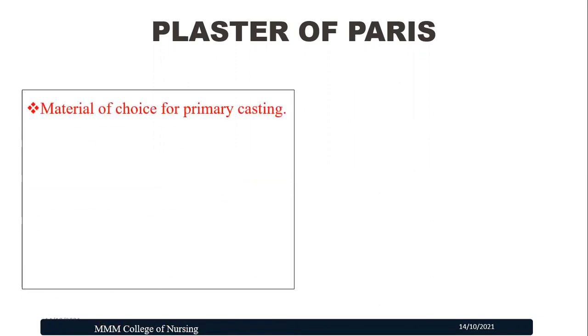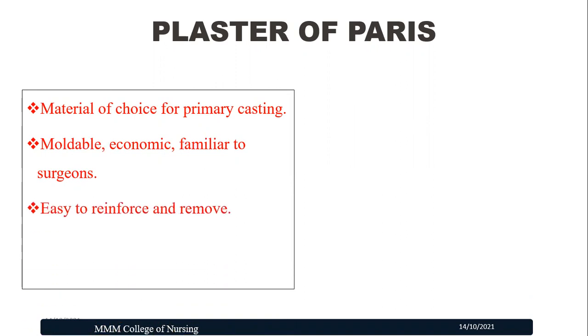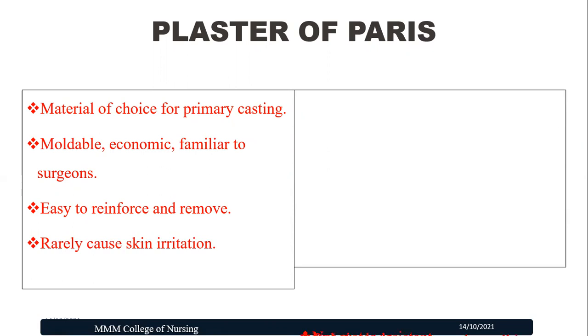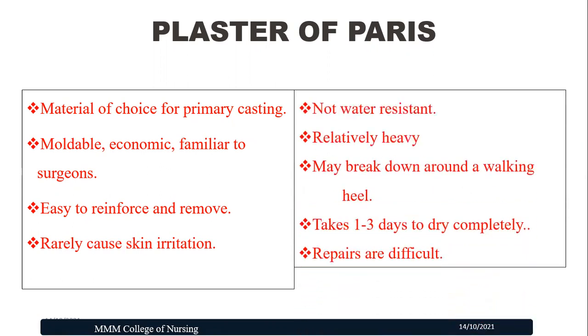And this Plaster of Paris is the material of choice for primary casting, and it is moldable, economic, and very familiar to orthopedic surgeons. It is also easy to reinforce and remove. Rarely it causes skin irritation, and it is not water resistant.